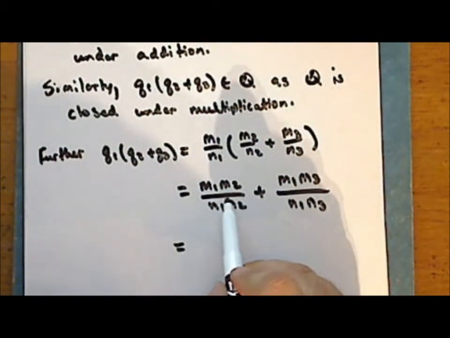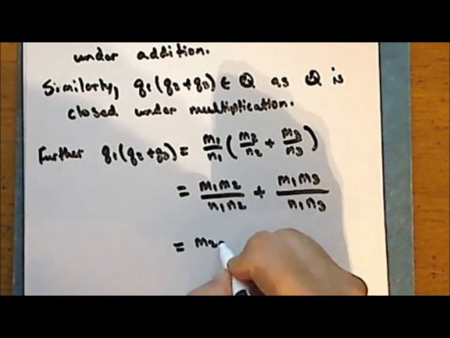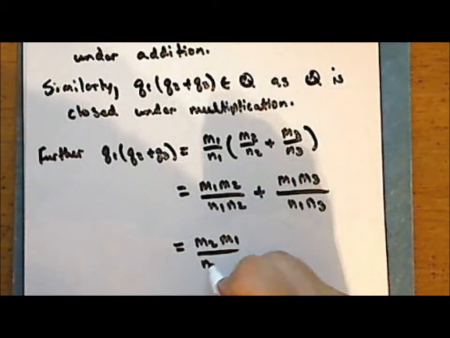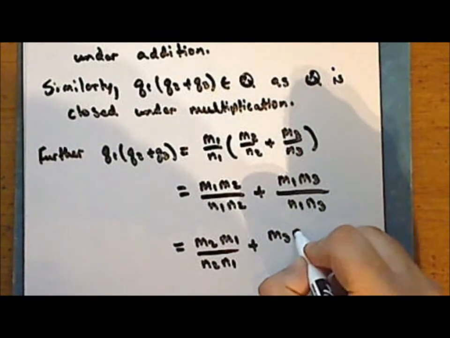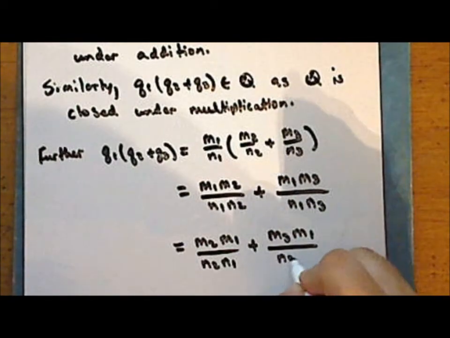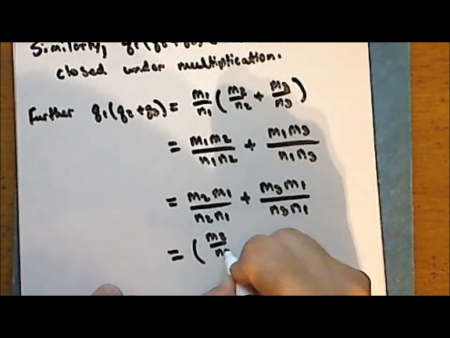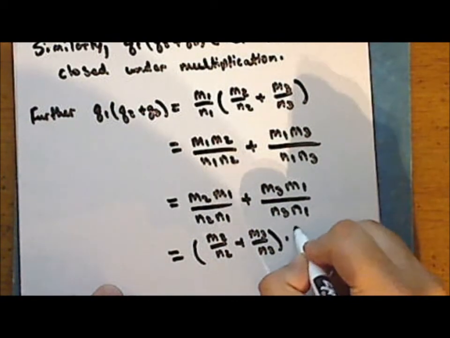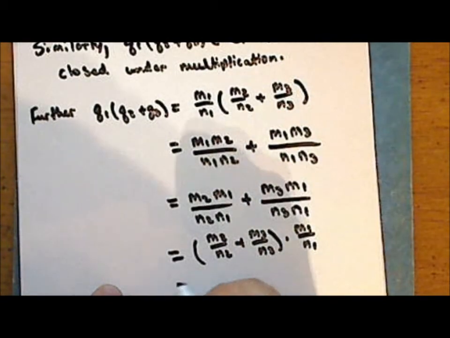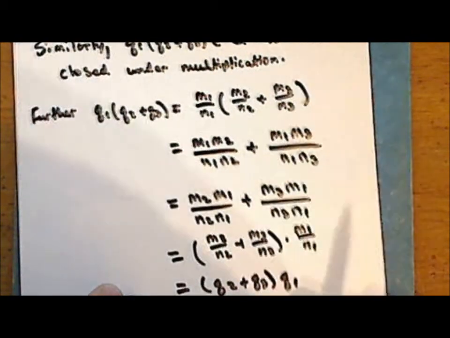Now, as multiplication is commutative over the integers, we can rewrite this as m sub 2 times m sub 1 over n sub 2 times n sub 1 plus m sub 3 times m sub 1 over n sub 3 times n sub 1. And this is the sum, m sub 2 over n sub 2 plus m sub 3 over n sub 3, times m sub 1 over n sub 1, that is the sum q sub 2 plus q sub 3 times q sub 1.